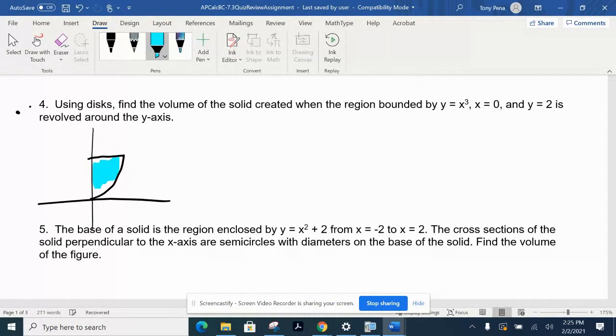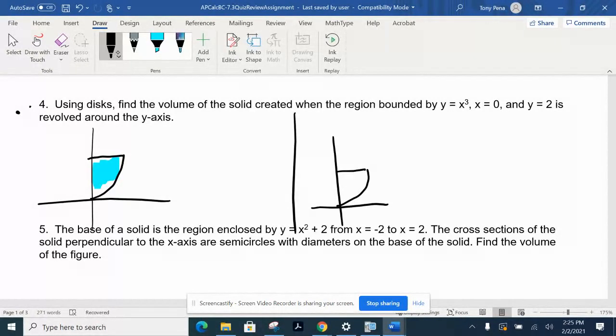So this is our original space, and then I wanted to do the same thing over here. Where here's kind of the x cubed graph. Here's y equals 2. Same space.